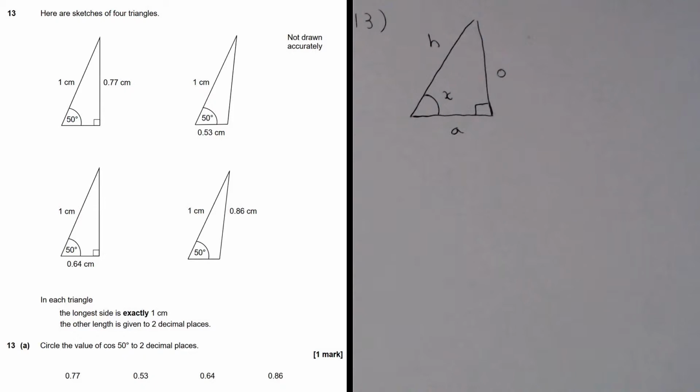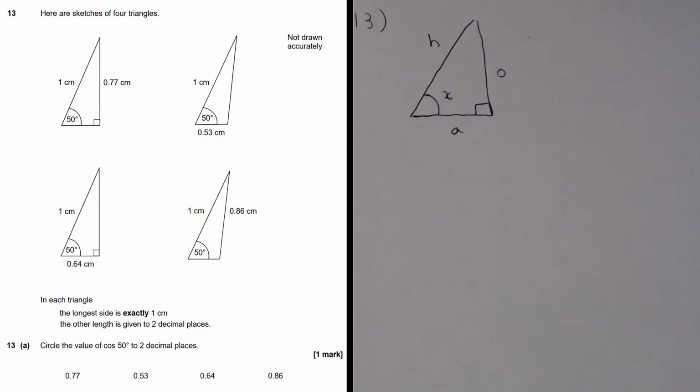In question 13 we are given sketches of 4 triangles. We are told that in each triangle the longest side is exactly 1 cm and the other length is given to 2 decimal places. The question asks us to circle the value of cos 50 to 2 decimal places.